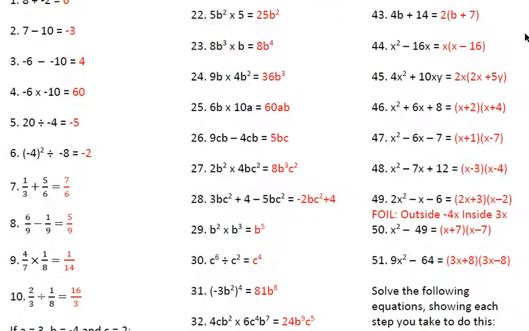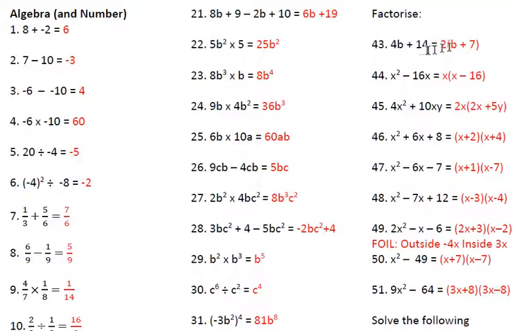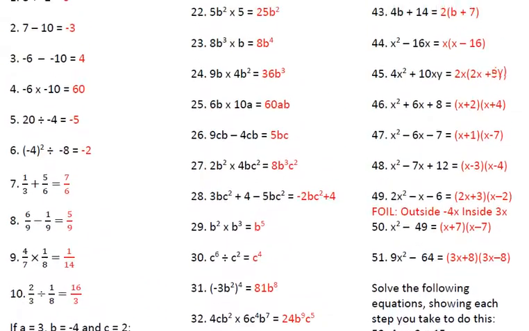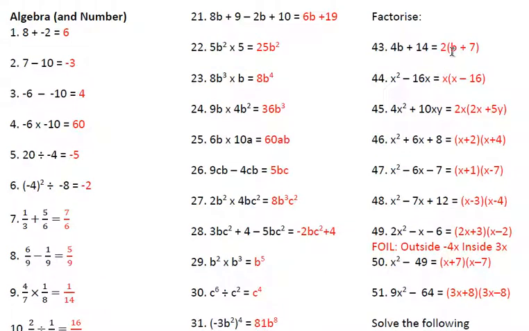Number 43. So factorization is the opposite of expansion. Notice over here we had expansion, so 3 times c, 3c, and then 3 times 8, 24. Now the opposite of that, what we're going to do is just have a look at my answer to begin with, and notice that if I expanded this I'd get 2b.